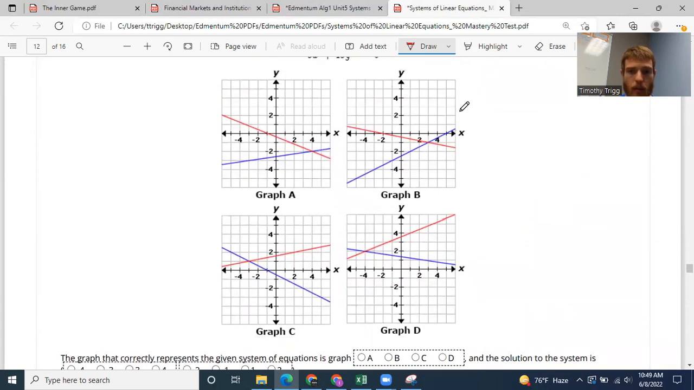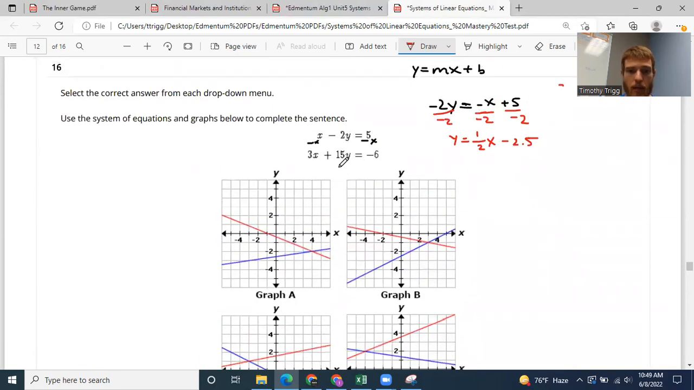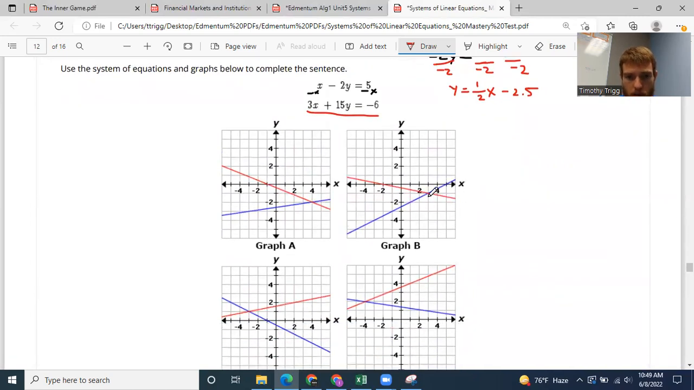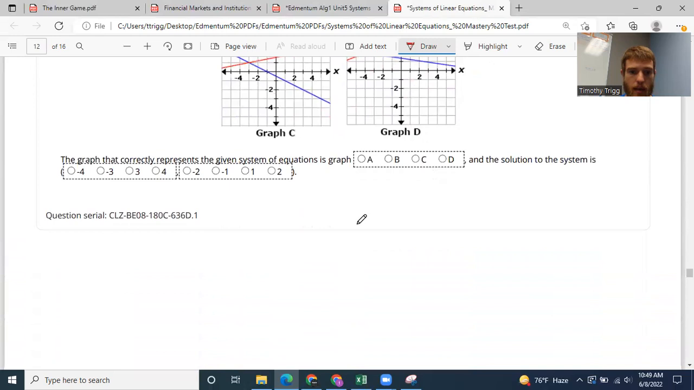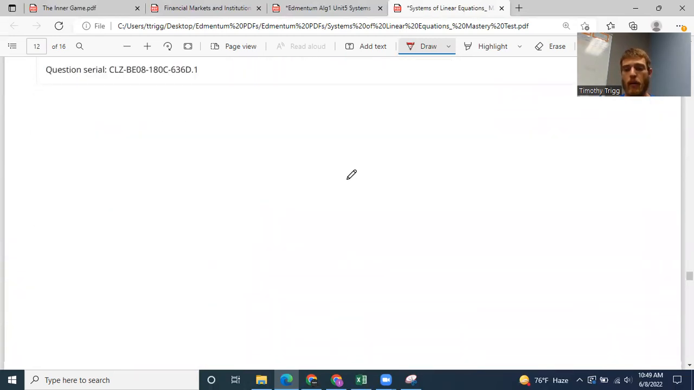So I think this is the only one that has the actual line we're looking for. So I don't have to graph the other one, but I can assume that this red graph is this one here. Now, where do these two lines cross? It looks like they cross at this coordinate point. So we would say graph B, and then tell me the x and y coordinates or where they cross.